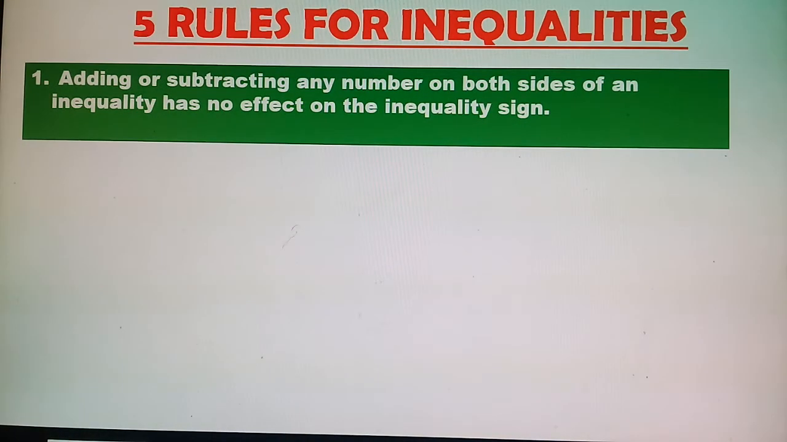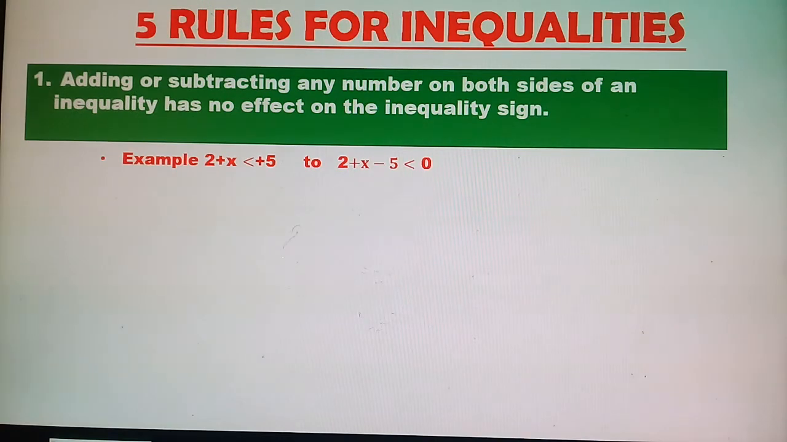Okay, rule number 1. Adding or subtracting any number on both sides of an inequality has no effect on the inequality sign. Meaning that if you add a number on the left side or right-hand side, it has got no effect on the inequality sign. Let's look at an example for that.